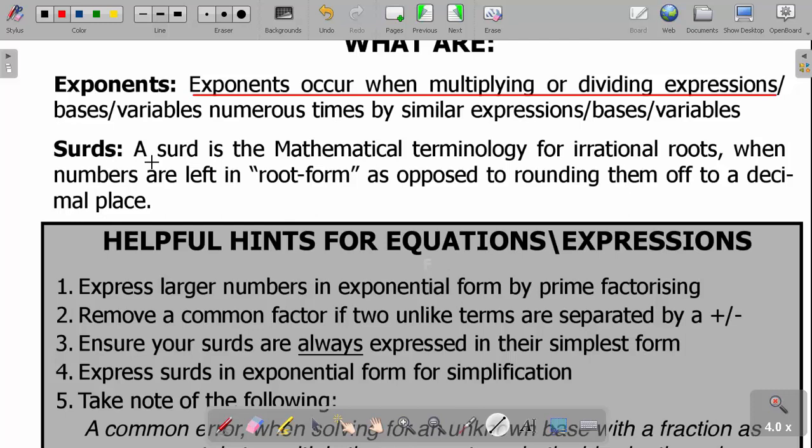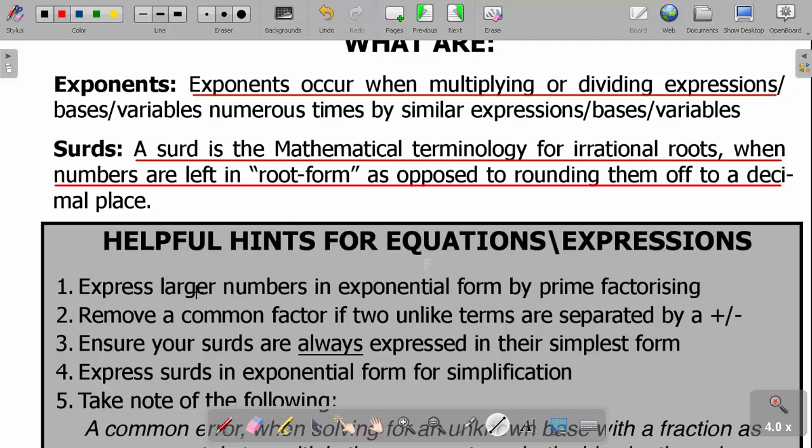Okay. What about SURDS? A SURD is a mathematical terminology for irrational roots. So when you hear the word SURD, we mean a mathematical terminology for irrational roots. And when numbers are left in a root form as opposed to rounding off to decimal places, that's when we get our SURDS.